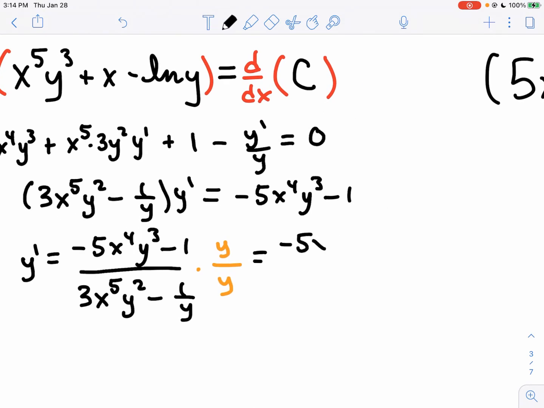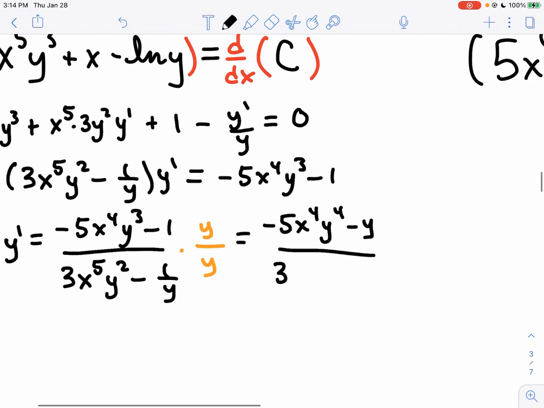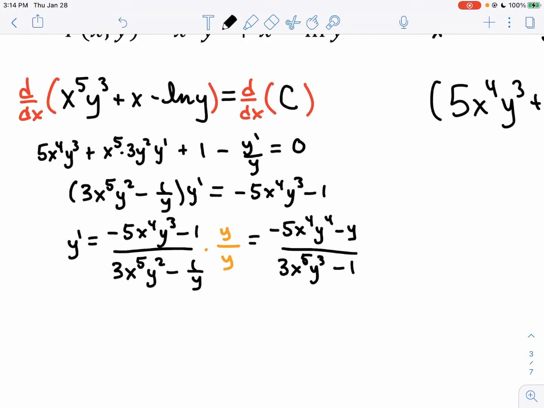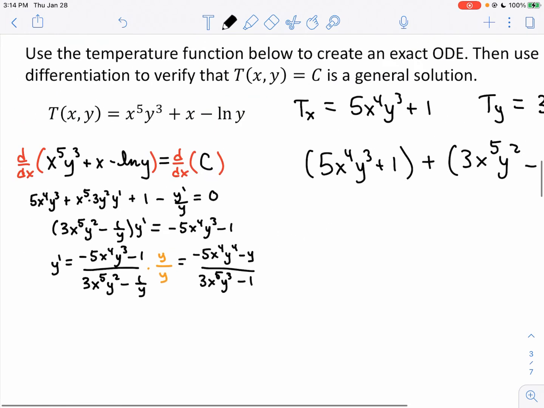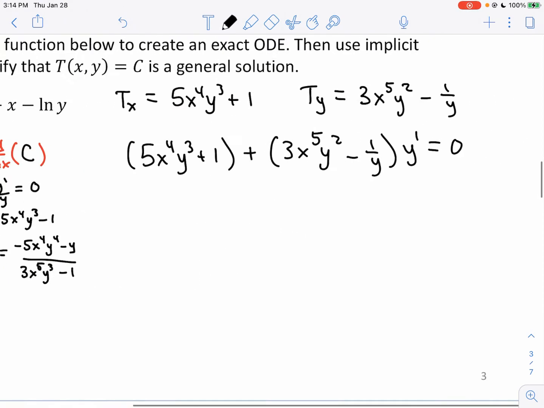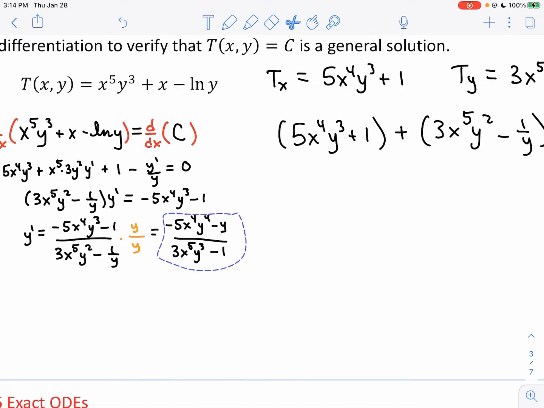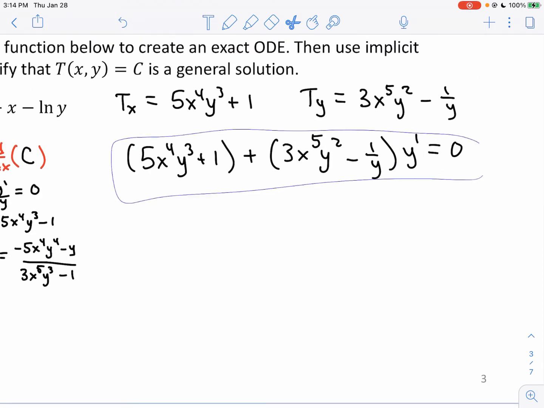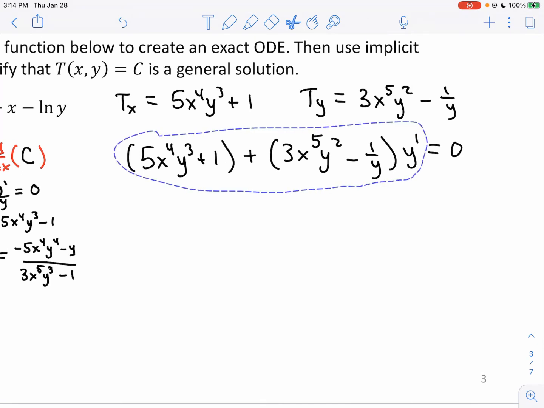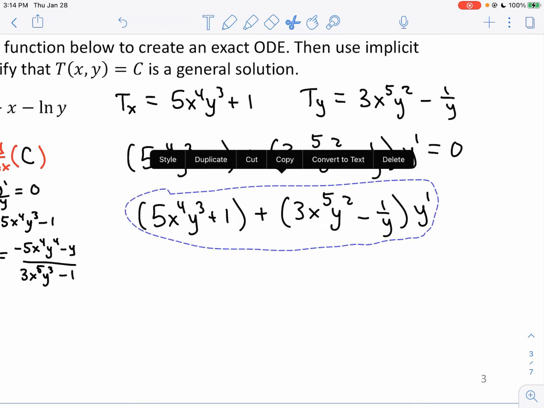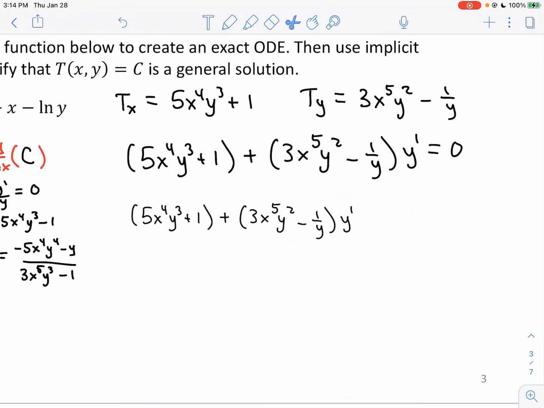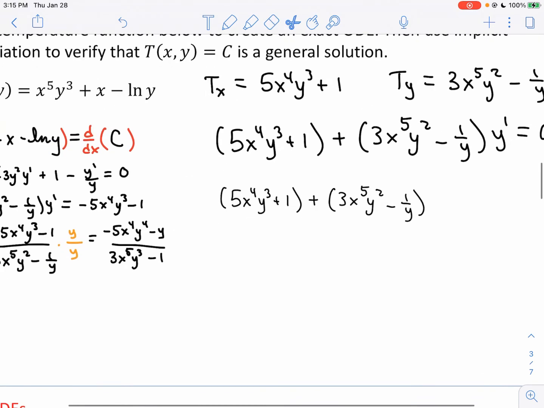So we get negative 5x to the 4th y to the 4th minus y all over 3x to the 5th y cubed minus 1. Okay, so now we just want to verify that this, in fact, is a solution. By this, I mean when I plug this in for y prime right here, this differential equation will be satisfied. So here we go. Let's copy and paste. Copy this, paste. Let me shrink it down just slightly. And I'm going to replace the y prime with this expression.